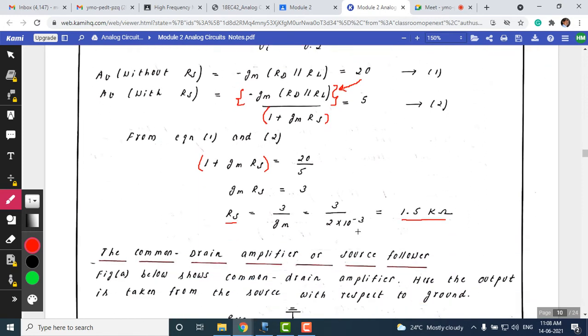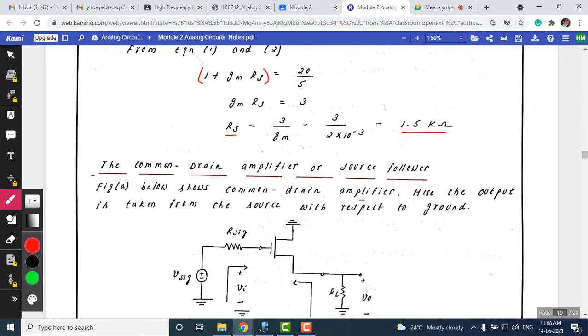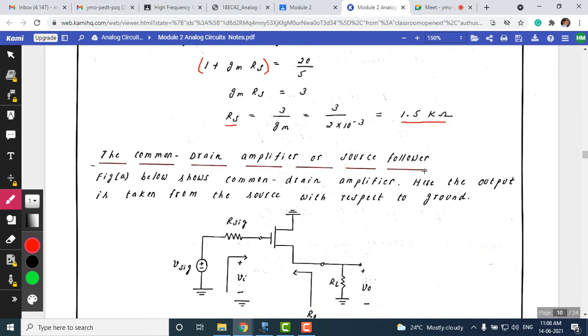So if you are done with this, let us move on to the next amplifier, common drain amplifier, also called as source follower. Okay, this is the third amplifier which we are discussing in module 2. The first one is common source amplifier without RS. Second one is common source amplifier with RS. The third amplifier is common drain amplifier, also called as source follower.